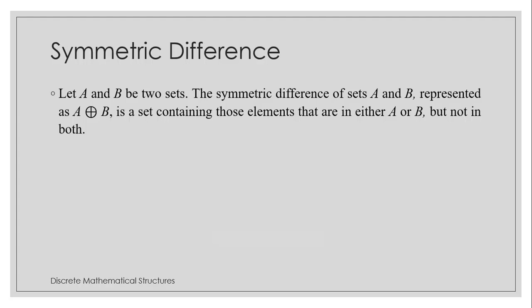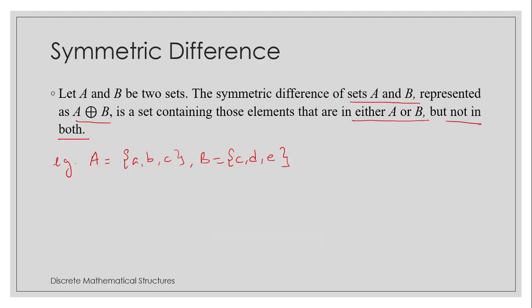The symmetric difference of two sets A and B, represented as this, is a set containing those elements that are in either A or B but not in both. That means it will include only those elements that are in one of the two sets, either A or B. It will not include any common elements. So for example, we have a set A equal to {A, B, C} and another set B equal to {C, D, E}.